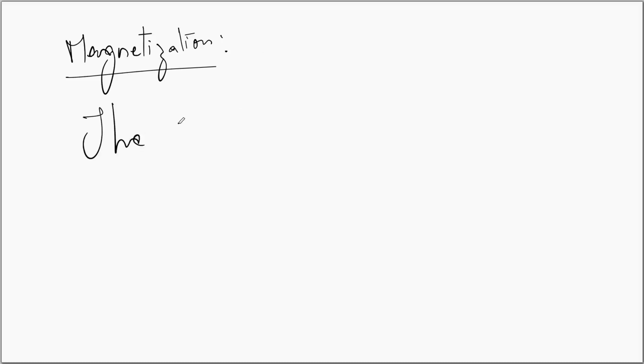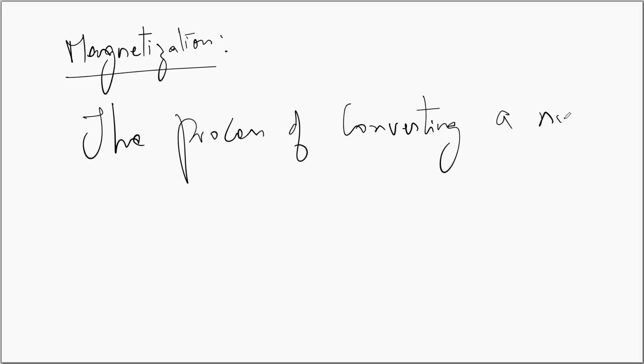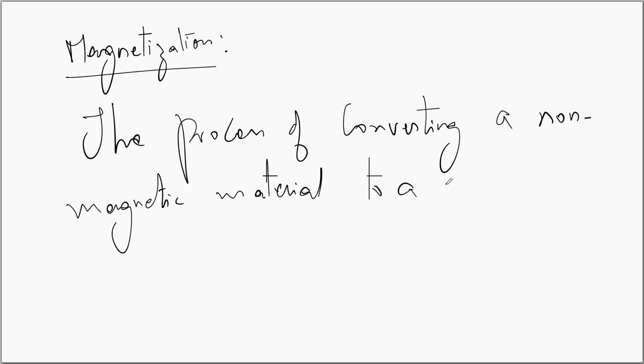Now we shall see what is magnetization. The process of converting a non-magnetic material into a magnetic material is called magnetization. So essentially it is a process. It is the name of the process.